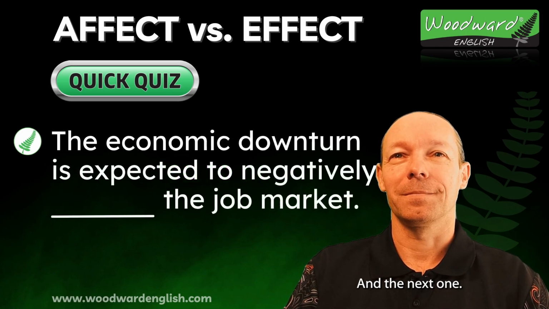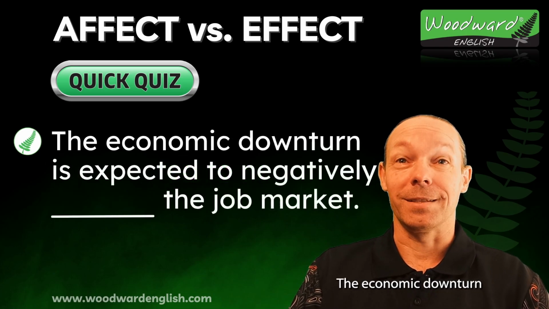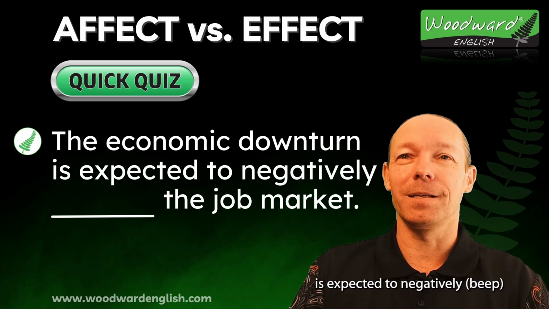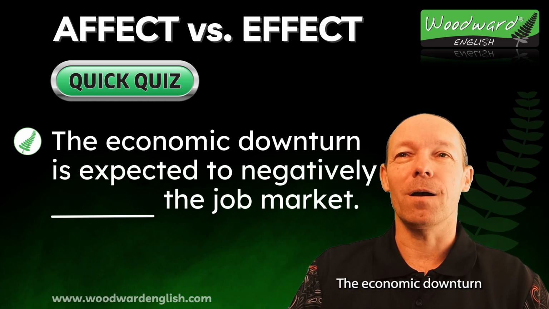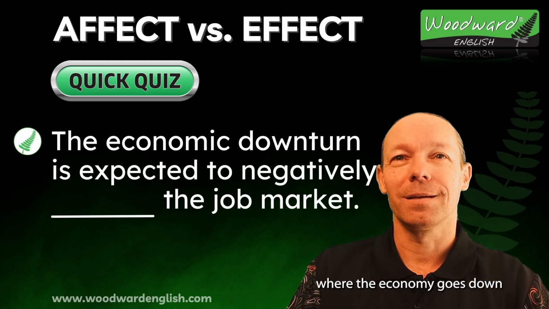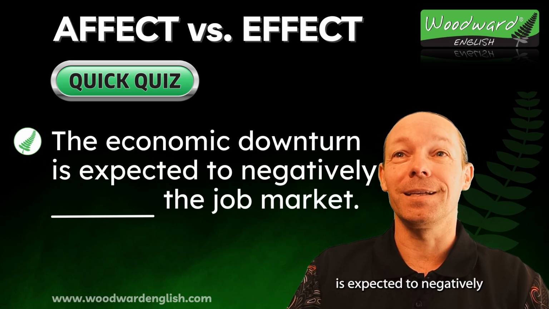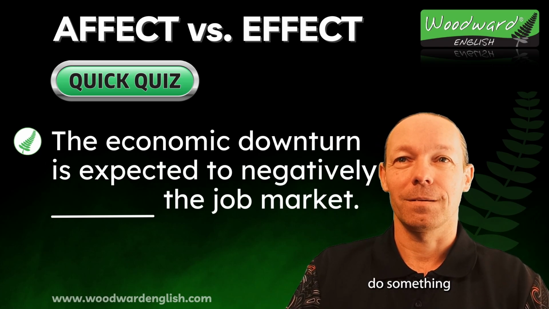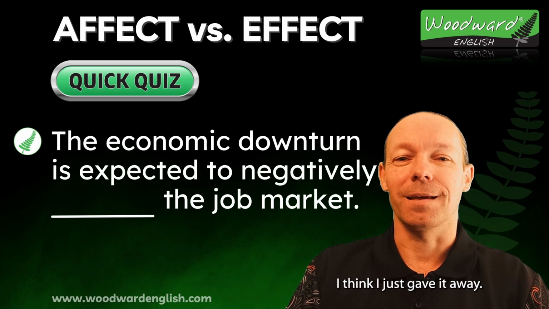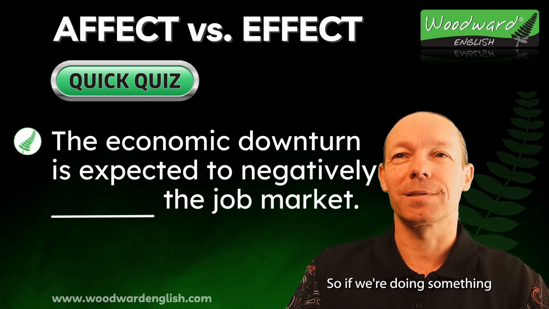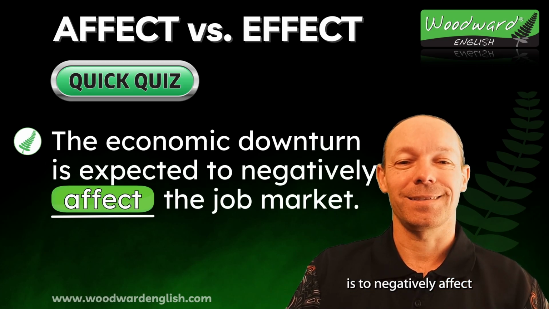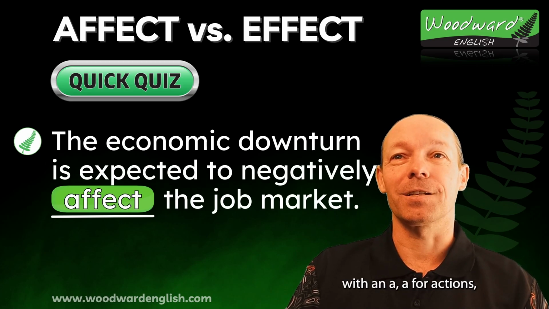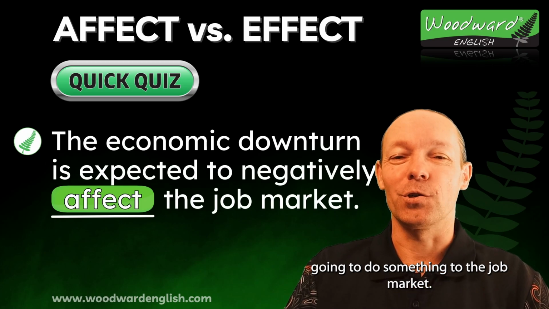And the next one. The economic downturn is expected to negatively beep the job market. What goes in the blank space? The economic downturn, where the economy goes down, is expected to negatively do something to the job market. I think I just gave it away. So if we're doing something, it is to negatively affect with an A. A for action. It's going to do something to the job market.